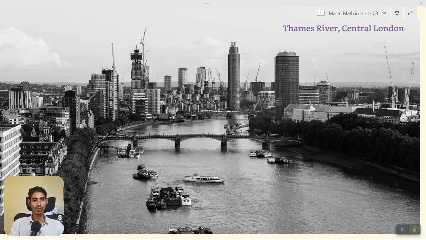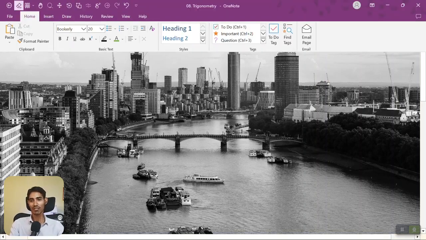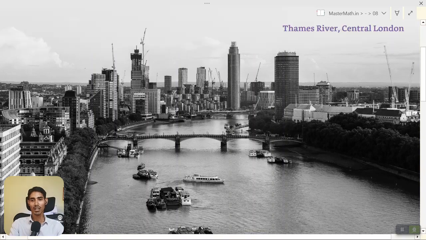Now, this is the Thames River of central London, and assuming you have gone for vacation, and by some chance you are staying on maybe the 10th floor of this hotel, and you are asked to measure the width of this Thames River, that too without moving an inch from your balcony. Just give it a thought.